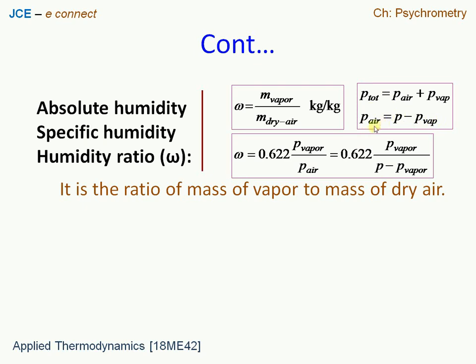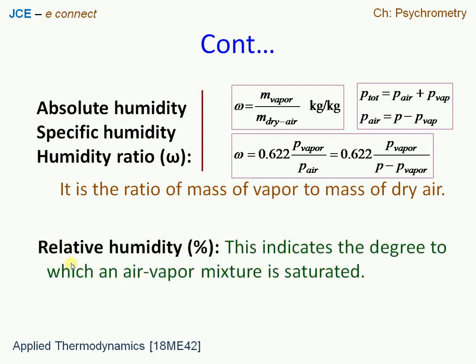It takes the modified form: partial pressure of air is equal to total pressure minus the partial pressure of vapor. So we can now replace the partial pressure of air with the right hand side of the equation, P minus P vapor. From now onwards we are going to consider this equation for omega as 0.622 times the partial pressure of vapor to the total pressure minus the partial pressure of vapor. So this is about the humidity ratio.